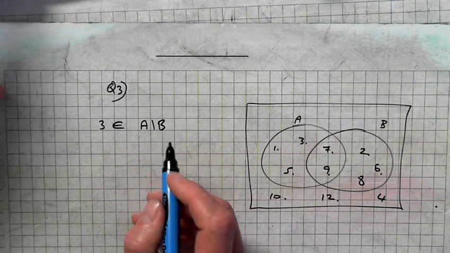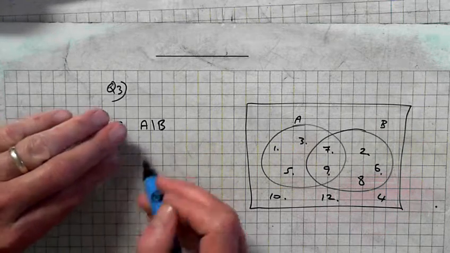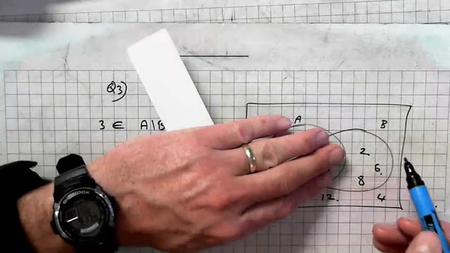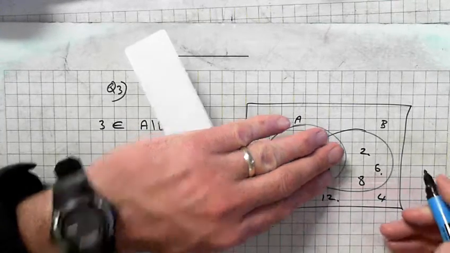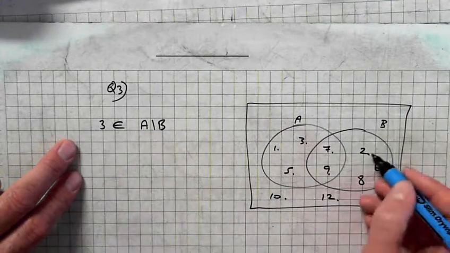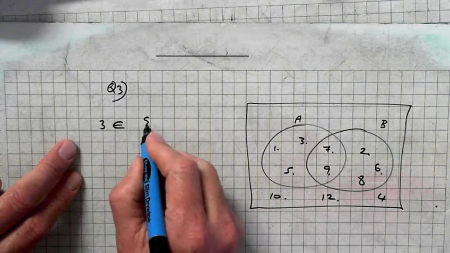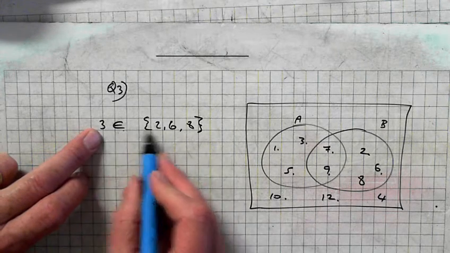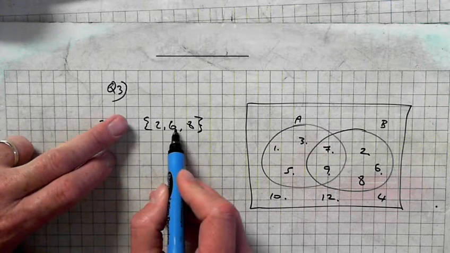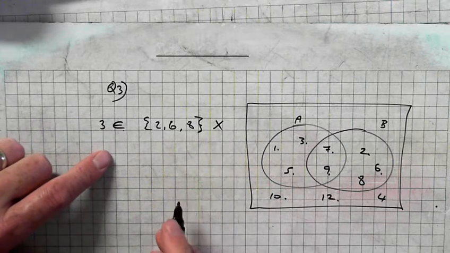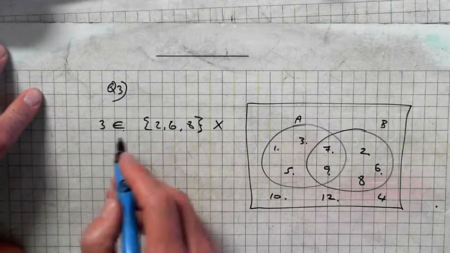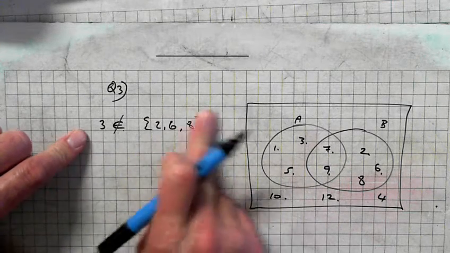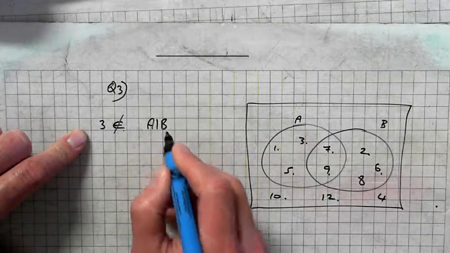A less B. So what we do, first of all, look it up. Watch, we look at this. A less B, what's that? A without B. Which is 2, 6 and 8, isn't it? Is 3 a part of 2, 6 and 8? Is 3 in there? No. False. So we say 3 is not an element of 2, 6, 8. 3 is not an element of A less B.